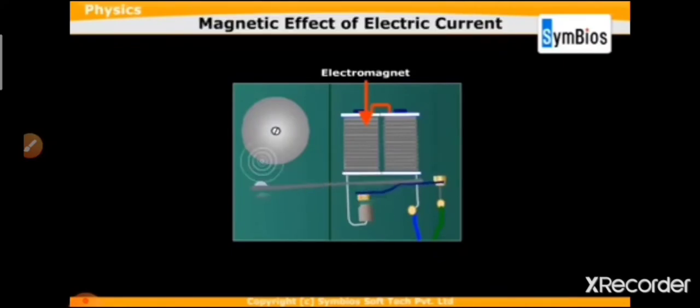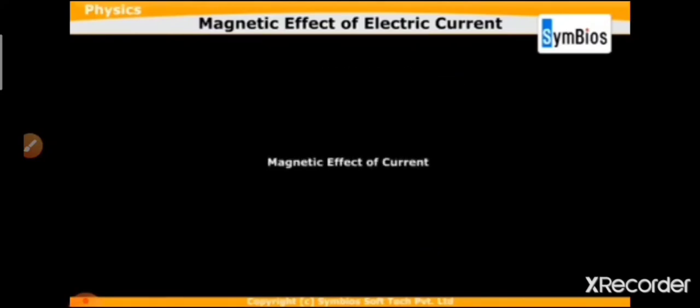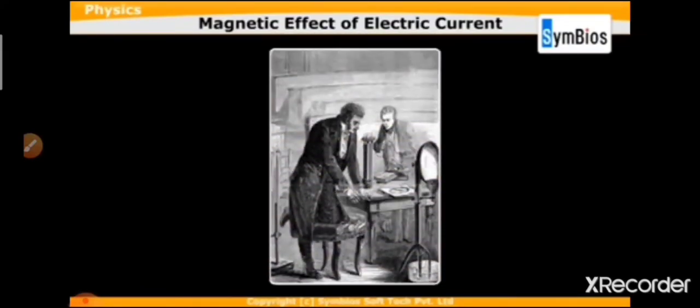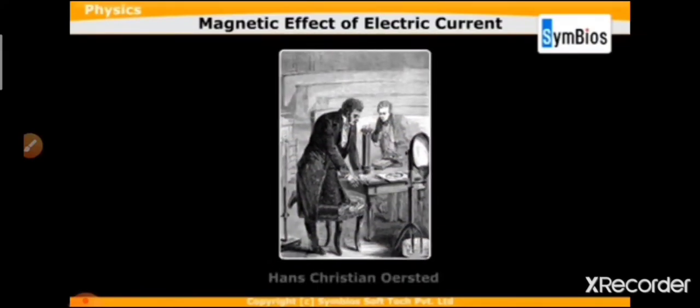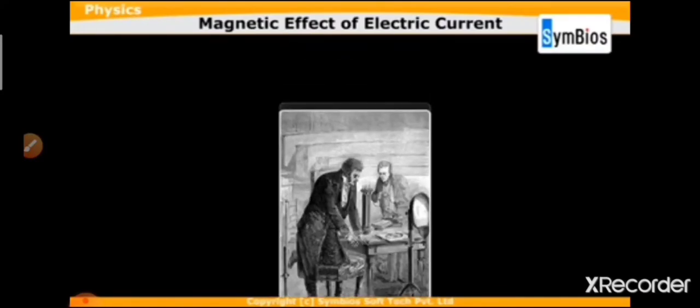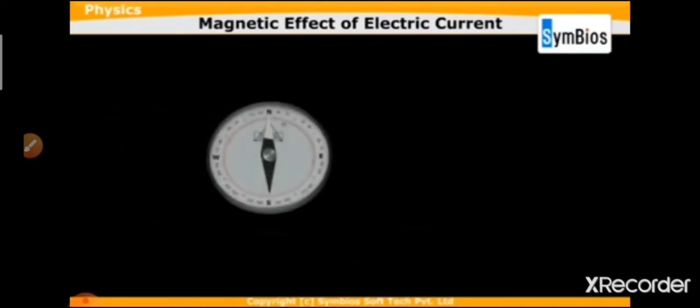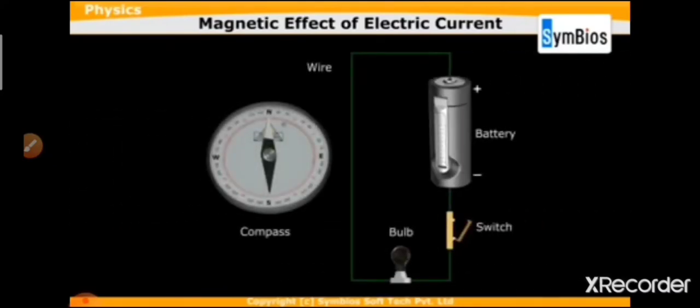Now, magnetic effects of electric current. In 1820, Danish physicist Hans Christian Ørsted observed that current through a wire caused a deflection in a nearby magnetic needle. Ørsted placed a compass near a wire attached to a battery. As the electric current flows through the wire, the compass needle deflected. Ørsted had shown that the electric current generates a magnetic field, and this is called electromagnetism.